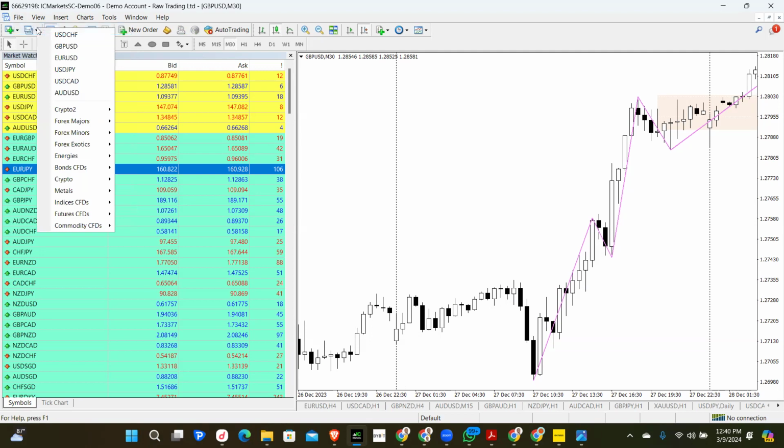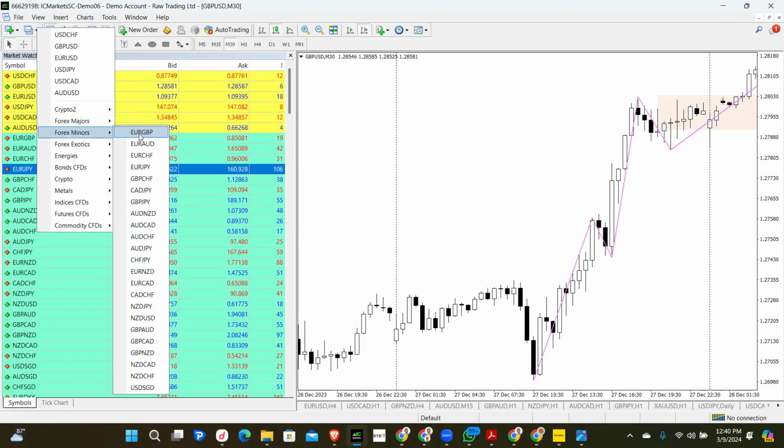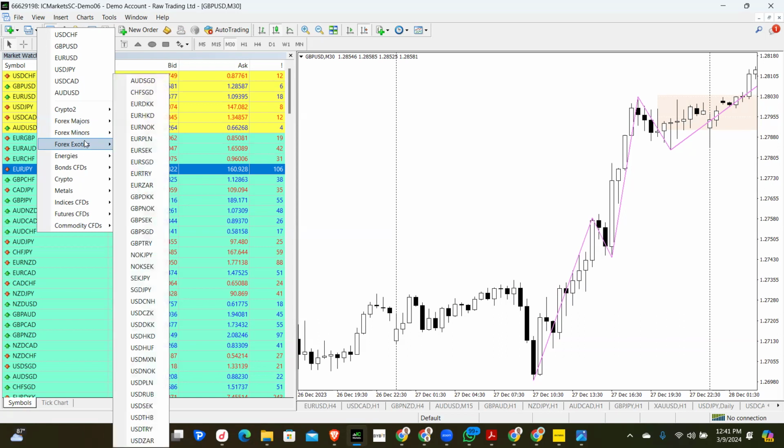So on this broker, we have the major pairs. Inside the major pairs, you see that it contains only these pairs. We also have the minor pairs. Minor pairs, I will say, are the second class. Major pairs are like the first class citizens, minor pairs are the second class. So we also have the exotic pairs.